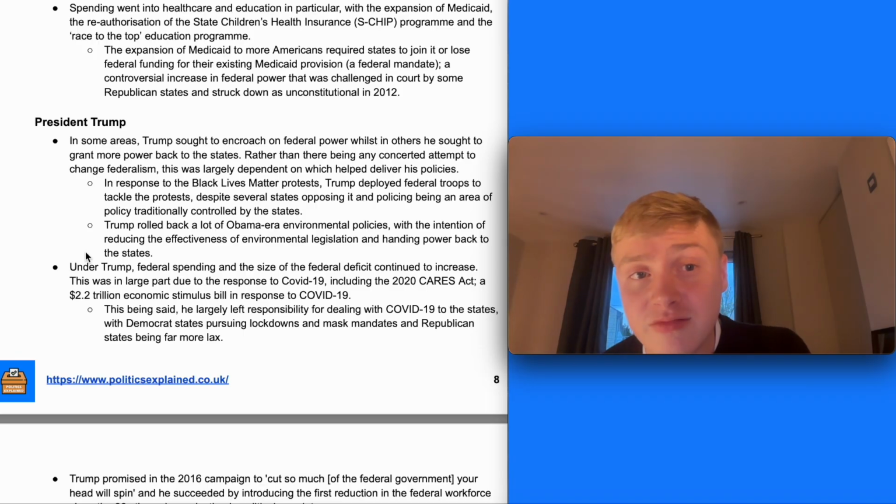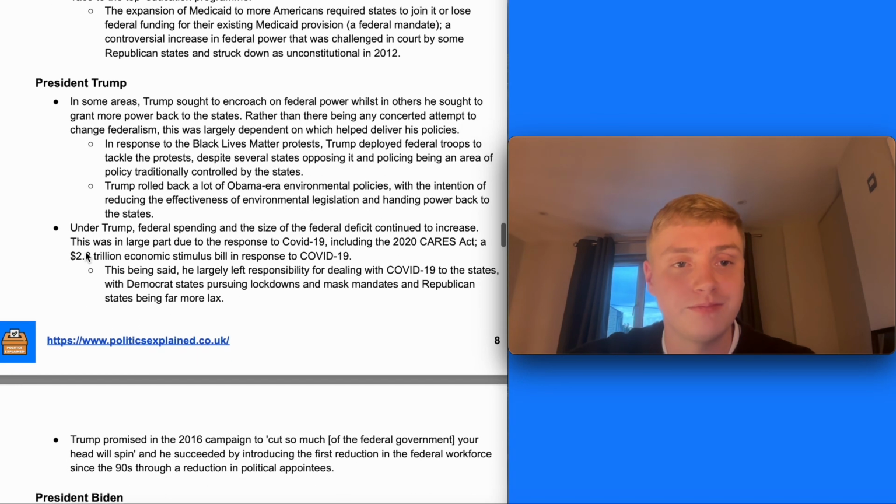And the expansion of Medicaid to more Americans requires states to either join it or lose federal funding for their existing Medicaid provision. This was a federal mandate, a controversial increase in federal power over health that was challenged in court by some Republican states and then struck down as unconstitutional in 2012. So that can be seen as federalism being arguably threatened but then protected by the Constitution.